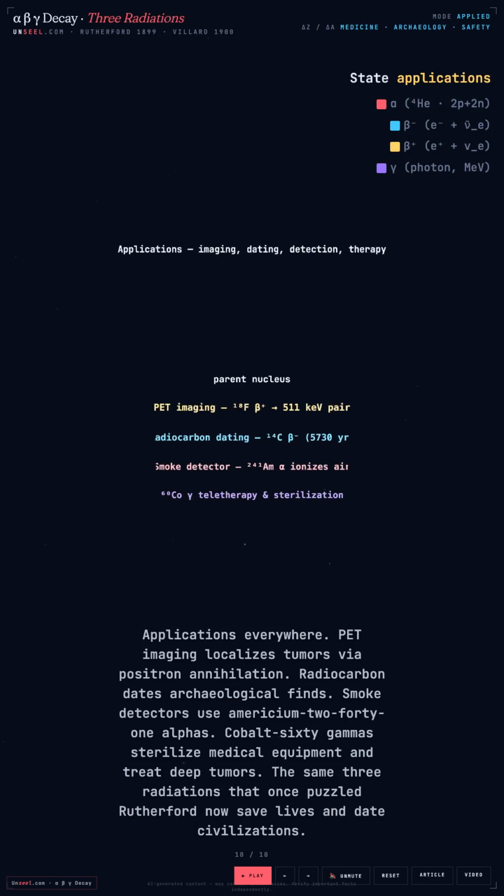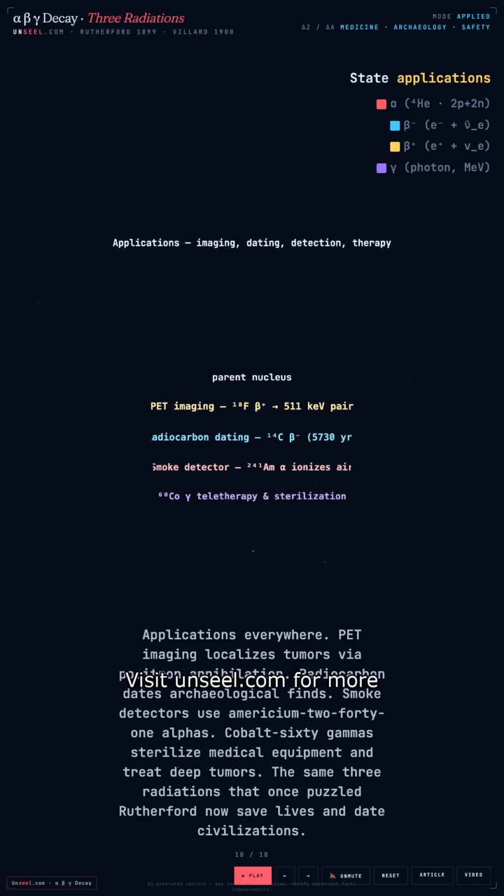Applications everywhere. PET imaging localizes tumors via positron annihilation. Radiocarbon dates archaeological finds. Smoke detectors use americium-241 alphas. Cobalt-60 gammas sterilize medical equipment and treat deep tumors. The same 3 radiations that once puzzled Rutherford now save lives and date civilizations.